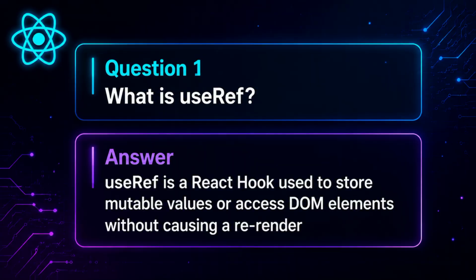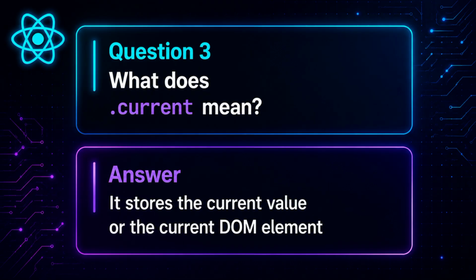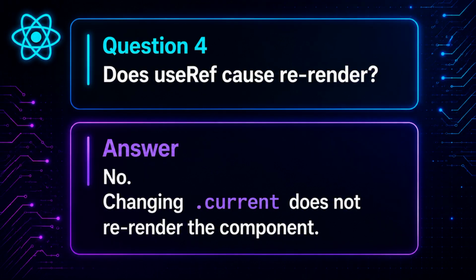Interview questions. What is useRef? useRef is a React hook used to store mutable values or access DOM elements without causing a re-render. Why do we use useRef? To access DOM elements and store values that should not trigger a re-render. What does .current mean? It stores the current value or the current DOM element. Does useRef cause re-render? No. Changing .current does not re-render the component.